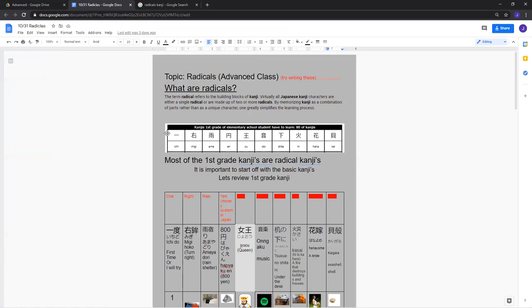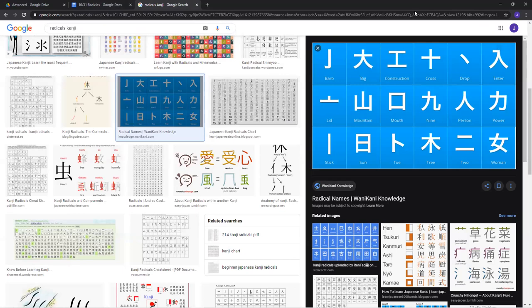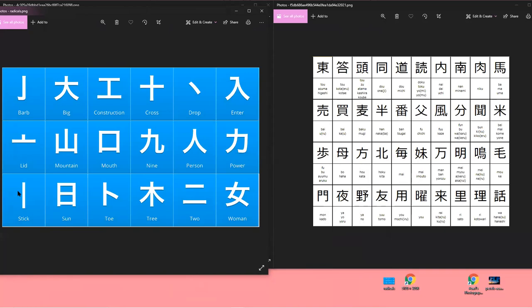We have an example here. Ichi, ishi, ame, en, o, oto, shita, hi, hana, kai. This means one, right, rain, yen, the currency in Japanese, king, sound, down, fire, flower, kai, seashells, or just shells. As you can tell, some of these kanji have radicals in them. Like what the definition said, some kanji are made up of multiple radicals, and some are made up of just one.